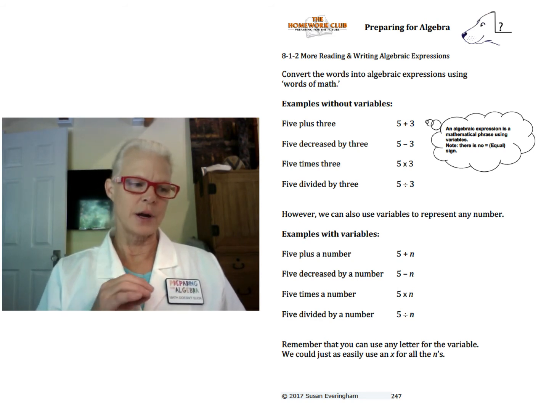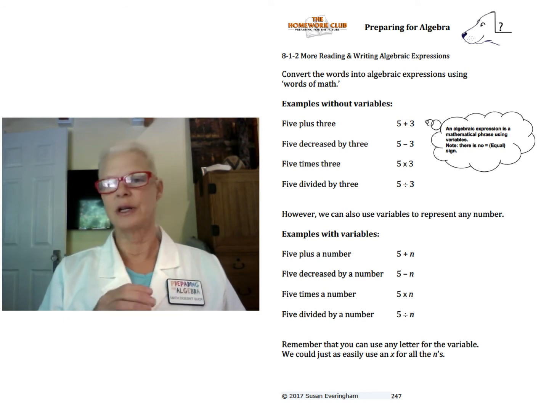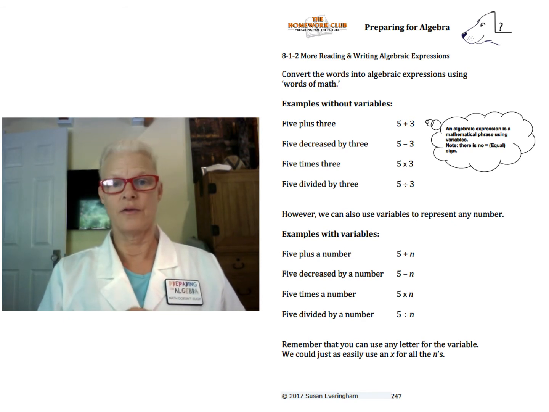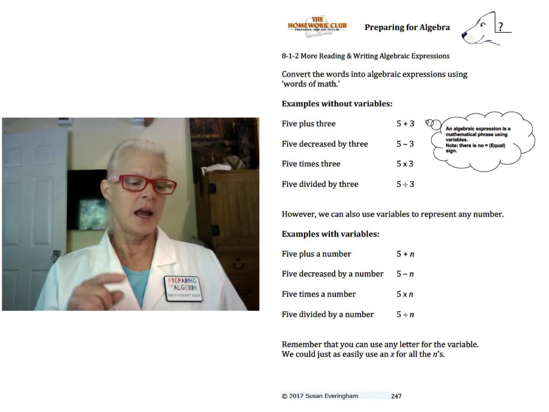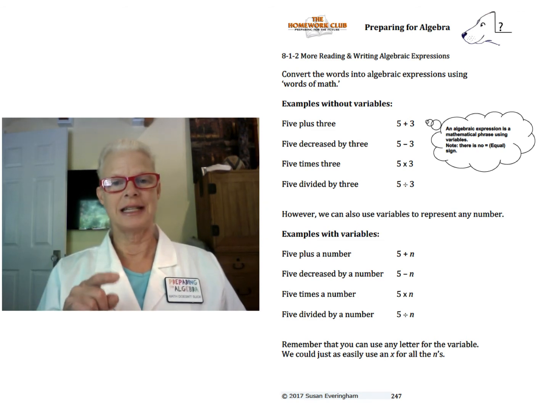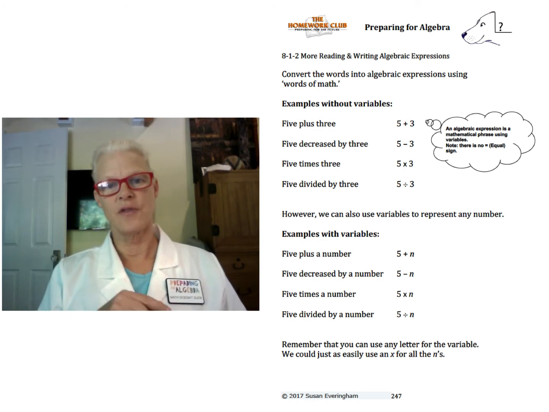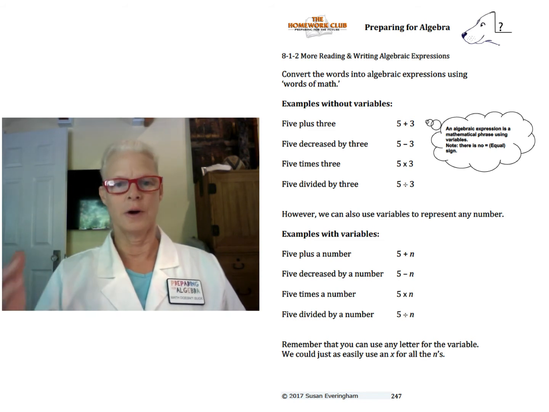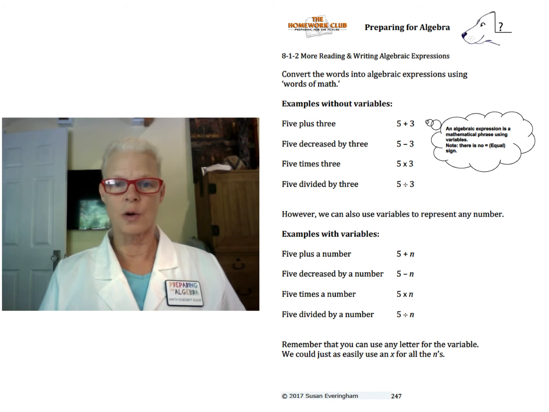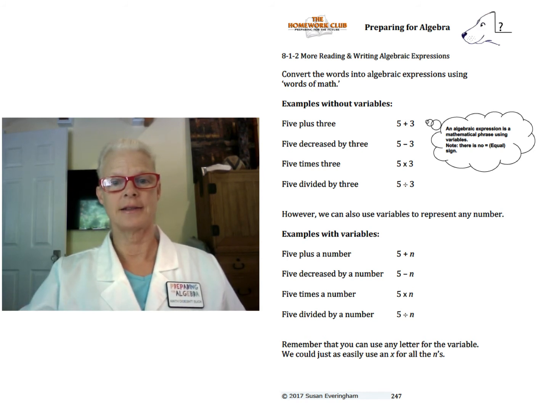Now the without variables, for example, 5 decreased by 3 is written 5 minus 3. As a number, 5 decreased by a number is 5 minus n or x or whatever. And that variable, as you already know, can mean any number. So we're going to go on to page 248.